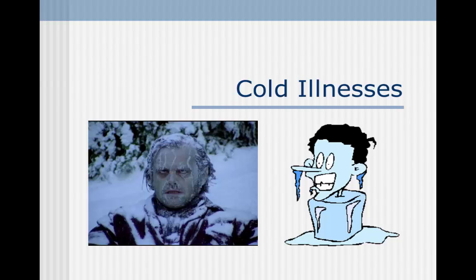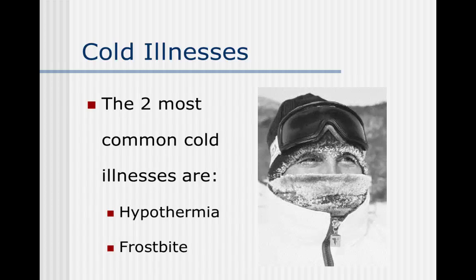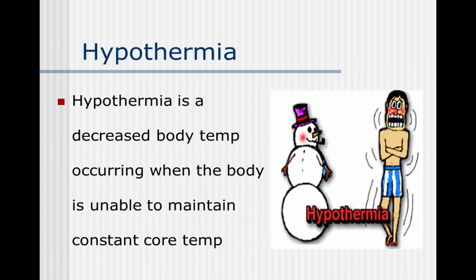Luckily for those of us living in South Texas, having to deal with cold illnesses is not something that happens very often, but in other parts of the country and world, this is a hard issue to deal with. The two most common cold illnesses are hypothermia and frostbite. Hypothermia is a decreased body temperature occurring when the body is unable to maintain a constant core. Hypothermia occurs when your body loses heat faster than it produces it.